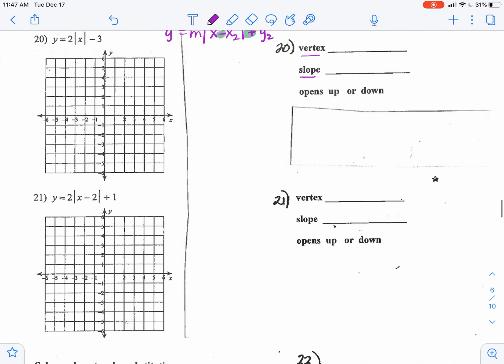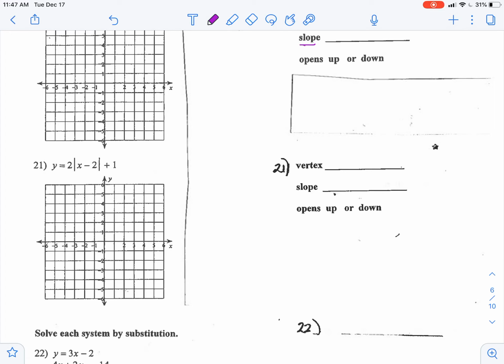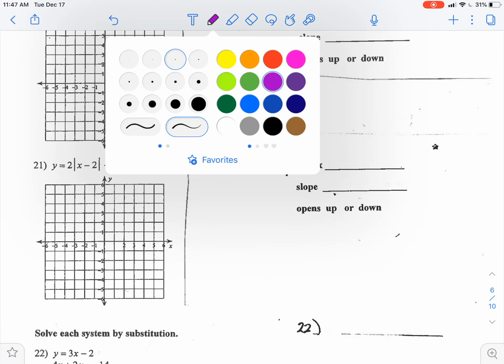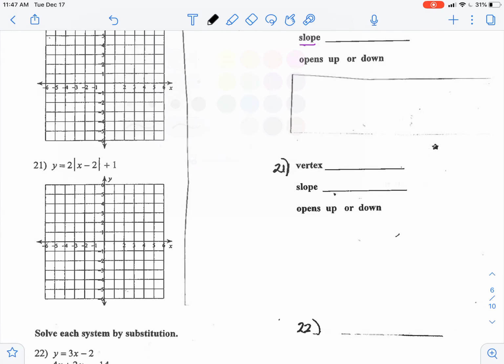You're going to do exactly the same thing for number 21, but I do want you to listen to directions here. I am changing this for everyone. This needs to be a -2. We're going to do it with a -2, not a +2. Find the vertex, find the slope, and tell me if it opens up or down. Pause the video and work 20 and 21.